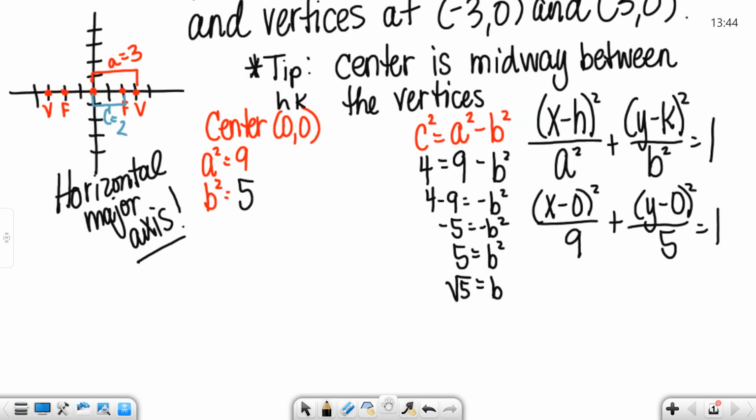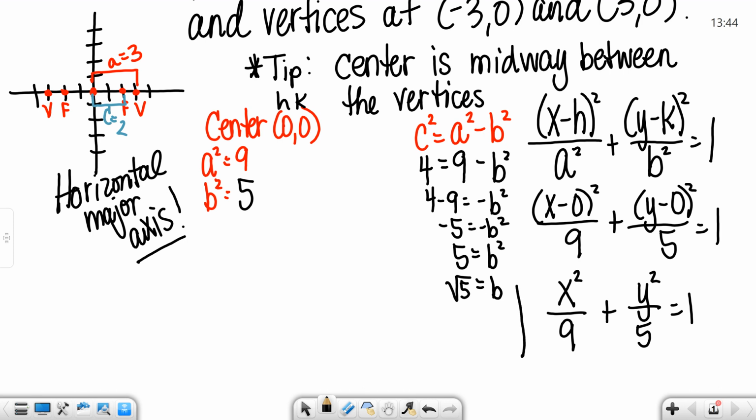Let's simplify that just slightly because we know that when you subtract 0, it is just x here. When you subtract 0, it is just y there squared. So x squared over 9 plus y squared over 5 equals 1. And that would be our equation in standard form. That was what we were looking for. I know it seems like a lot of work to do that one thing.